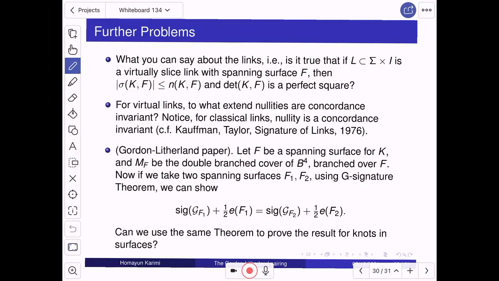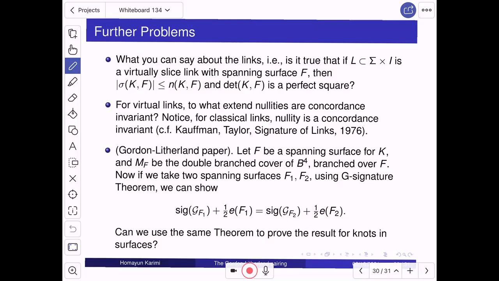The second problem is, for virtual links, to what extent are nullity and signature concordance invariants? So notice that for classical links, nullity is a concordance invariant. So if two links are concordant, their nullities are equal. For a reference, see a paper by Kauffman and Taylor from 1976 called Signature of Links.